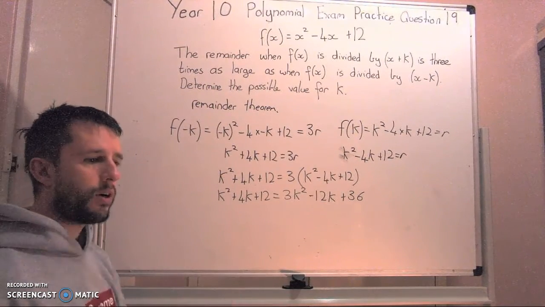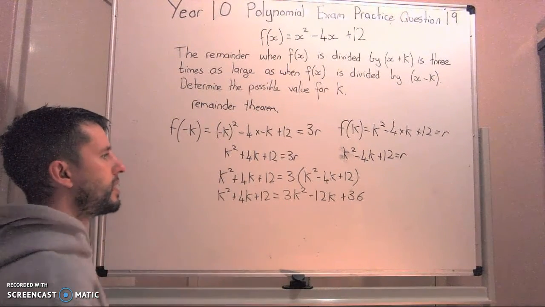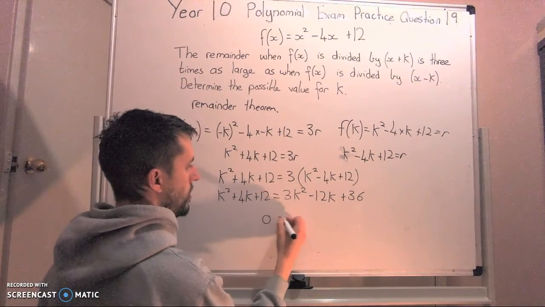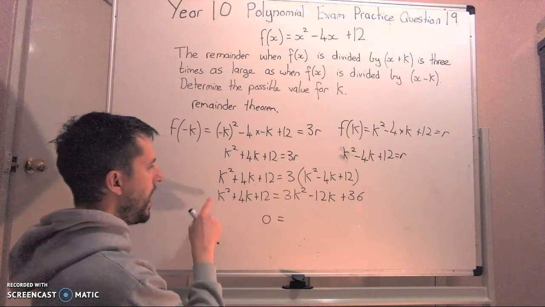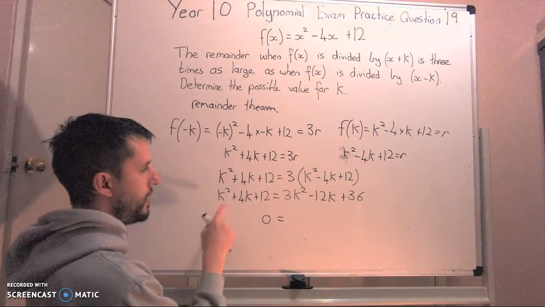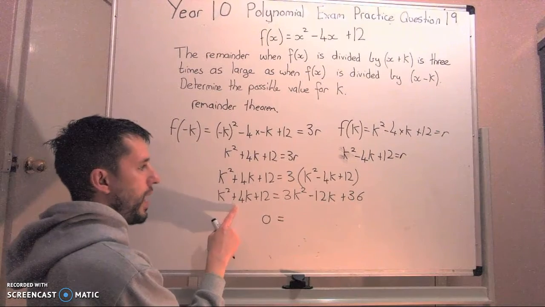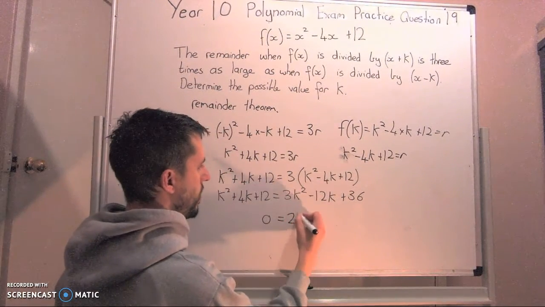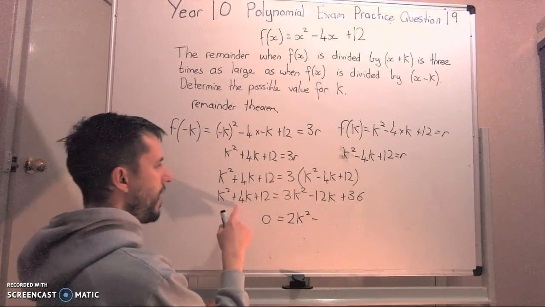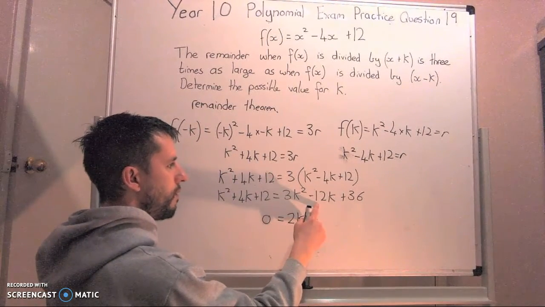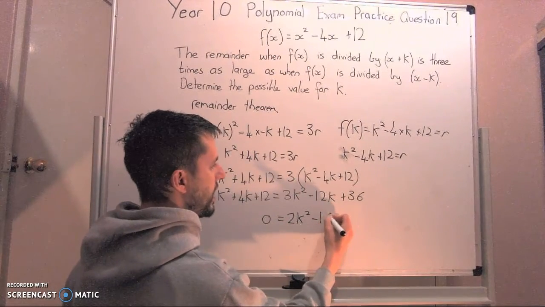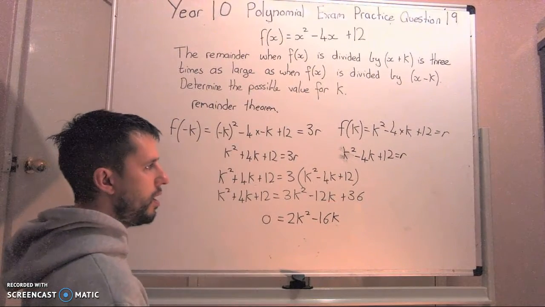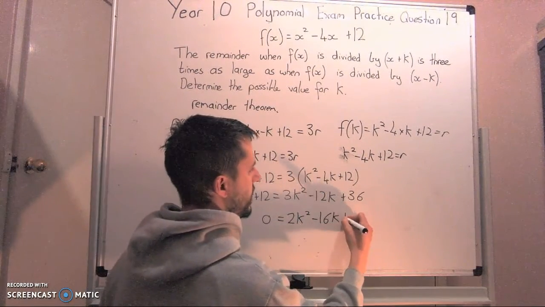Now, I can see I'm going to get a quadratic. So that just means I'm going to get everything over to my right-hand side and make this side equal to 0. So to make this side equal, I am taking k squared away from both sides. I'm taking 4k away and I'm taking 12. So if I take k squared, I'm left with 2k squared. If I take 4k, negative 12, take 4 equals negative 16k. Then I have 36 take away 12, which is 24.